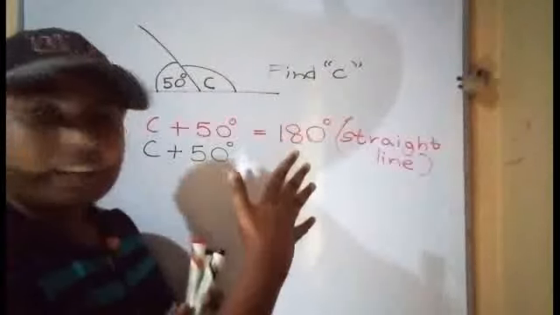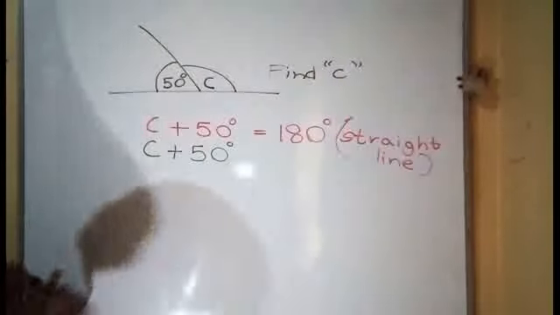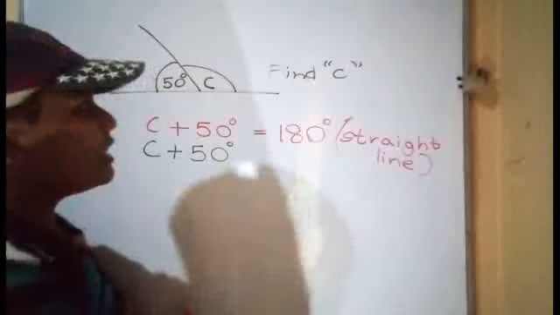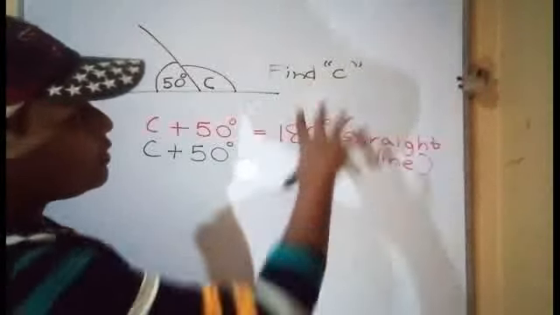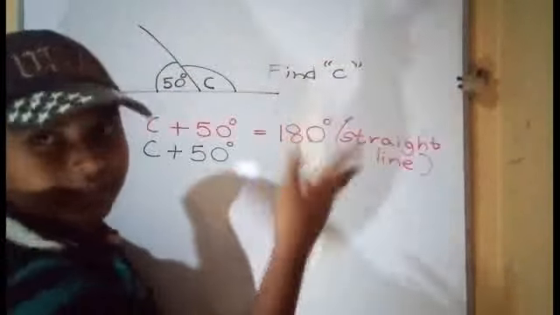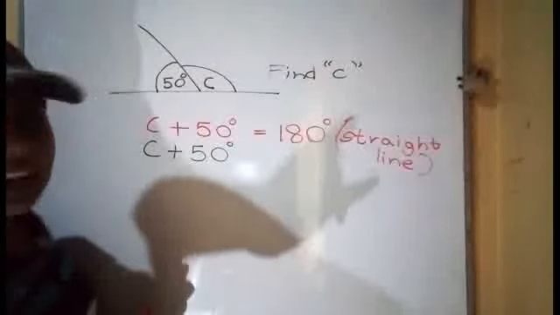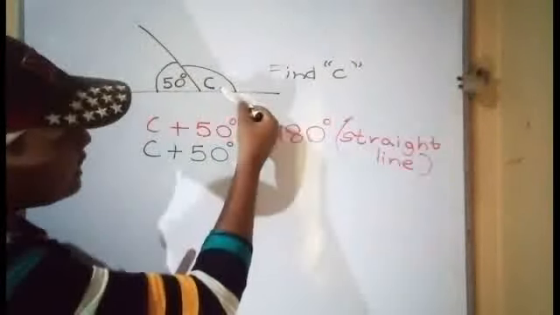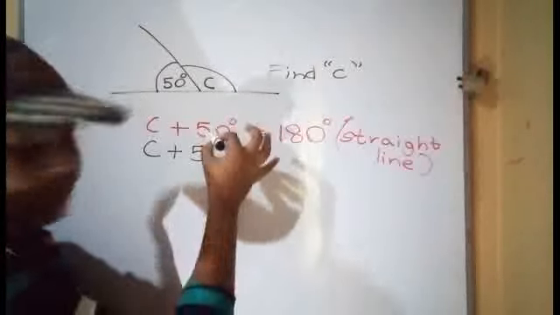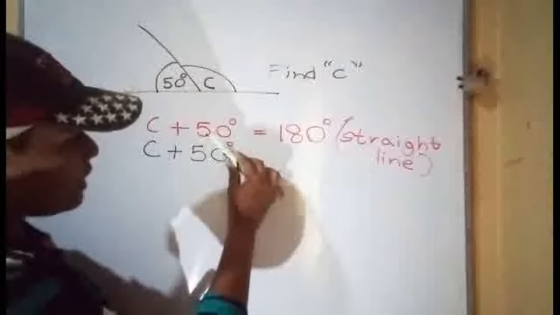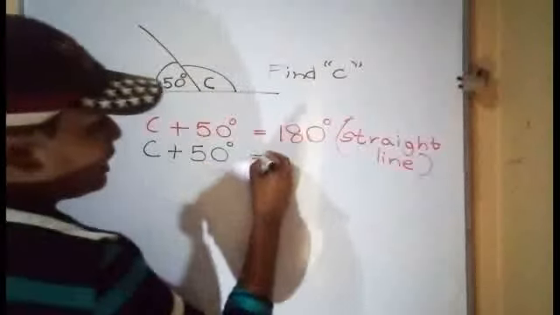Find C. Find C means find the value of C. Now they ask me to find the value of C of the straight line. Some papers ask me to find C only. Now C plus 50 means 180. You want to find C, that means you want to subtract 50 from 180.